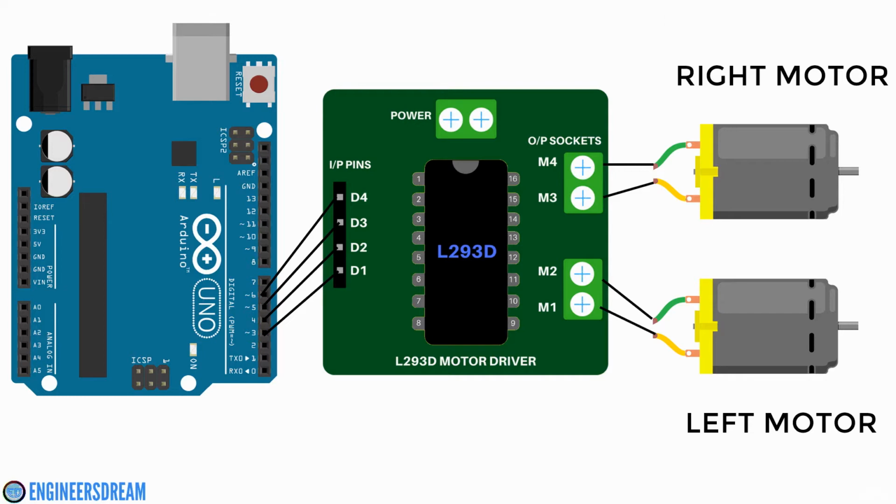Now, as I've explained earlier, if you want to move the motor forward, then the condition for that is high-low. So, if I want to move the left motor forward, then I will write high on pin number 3 and low on pin number 4. Similarly, if suppose I want to move the right motor backward, then I will write low on pin number 5 and high on pin number 6.